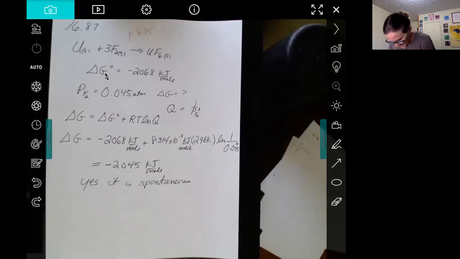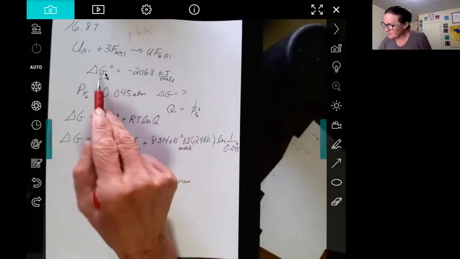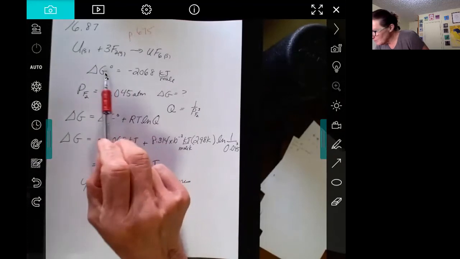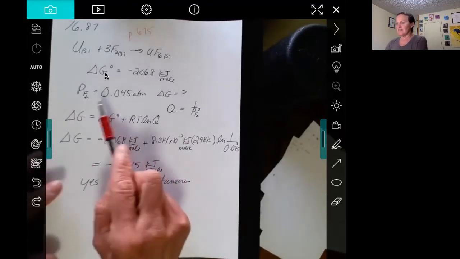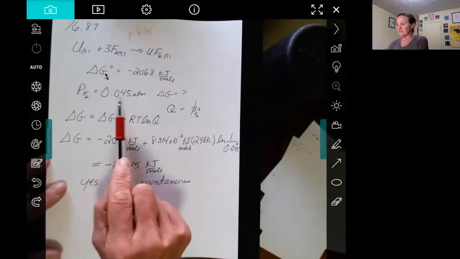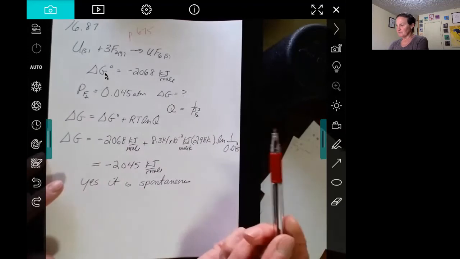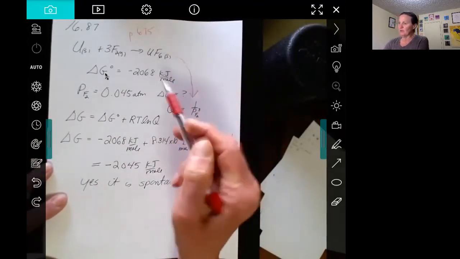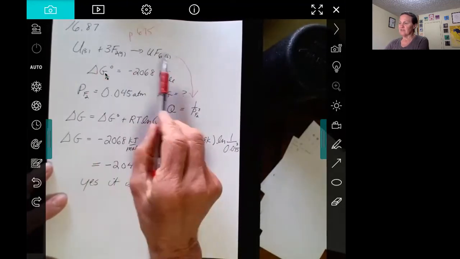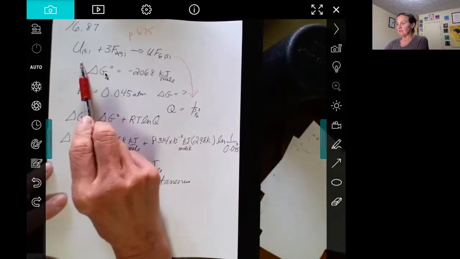It wants us to calculate delta G at something other than standard state. It gives us the delta G naught. That would mean if fluorine gas was at 1 atmosphere, that would be the delta G, but it's not. They tell us that the pressure of fluorine gas is 0.045. So remember when you write the Q, you write products over reactants. Solids and liquids are left out.